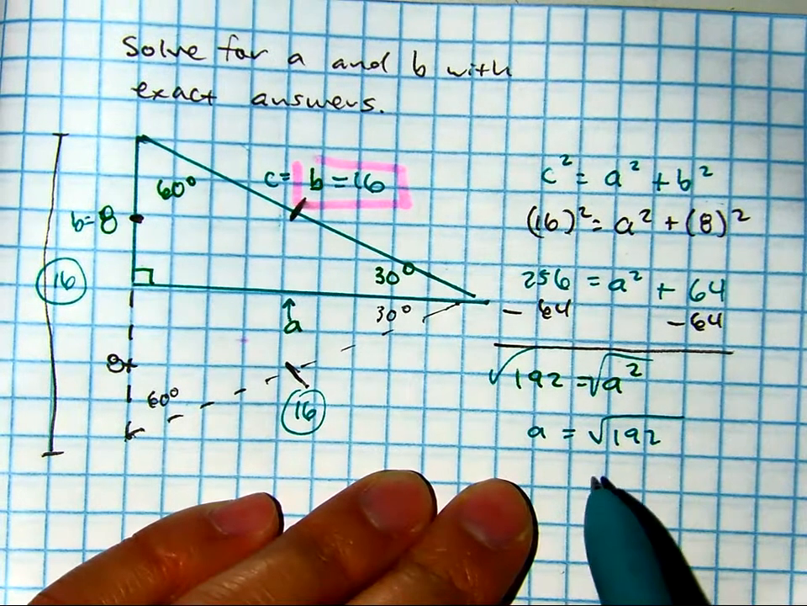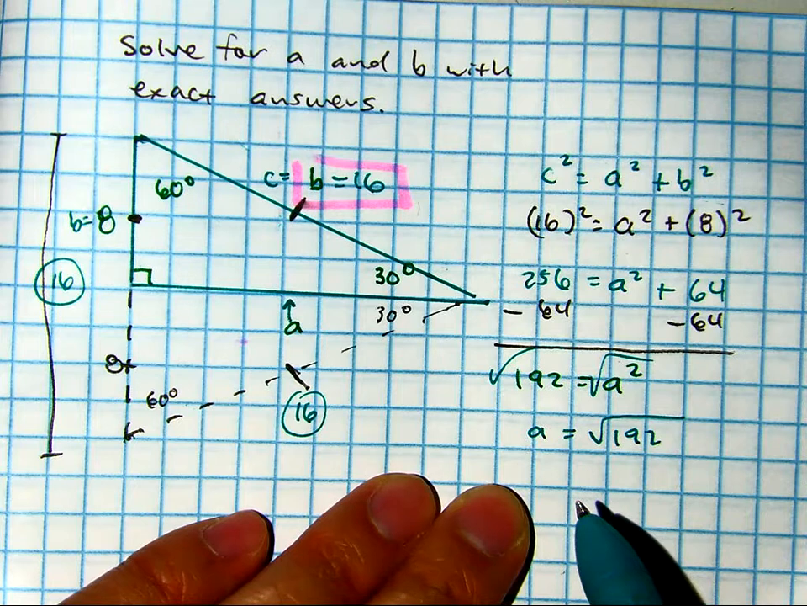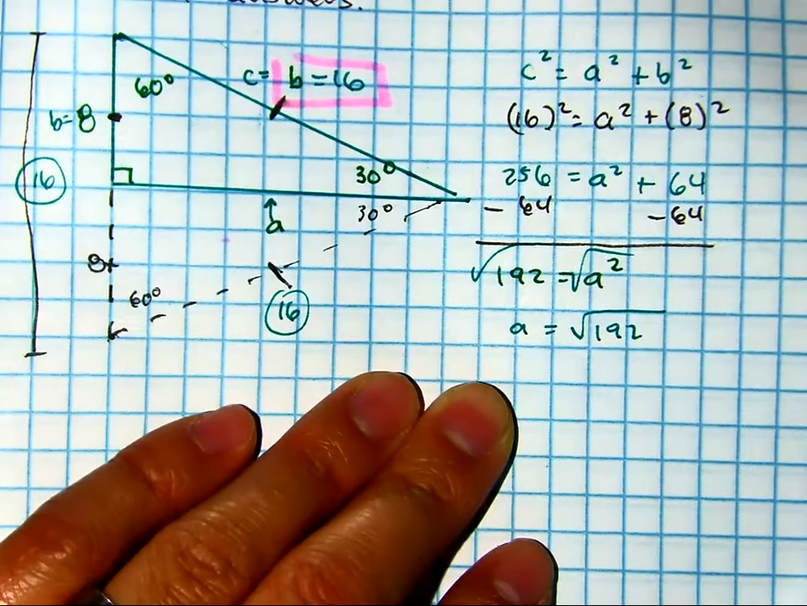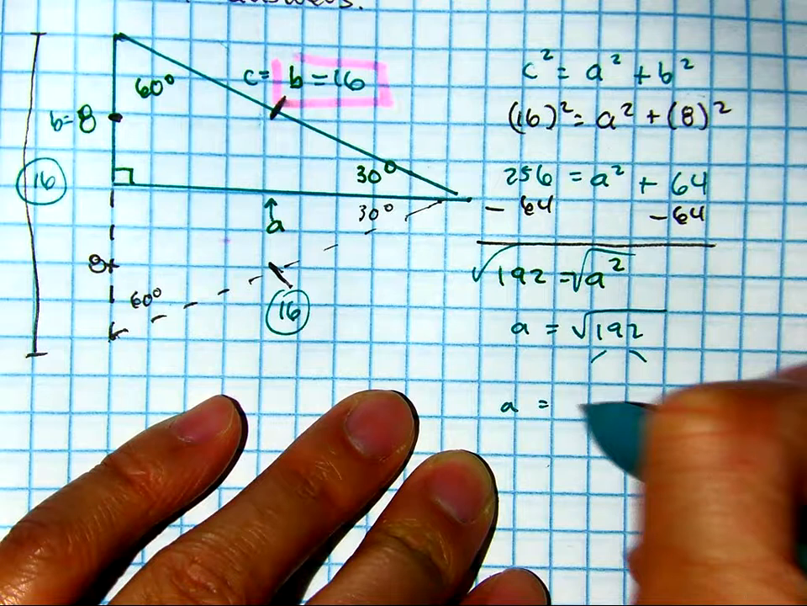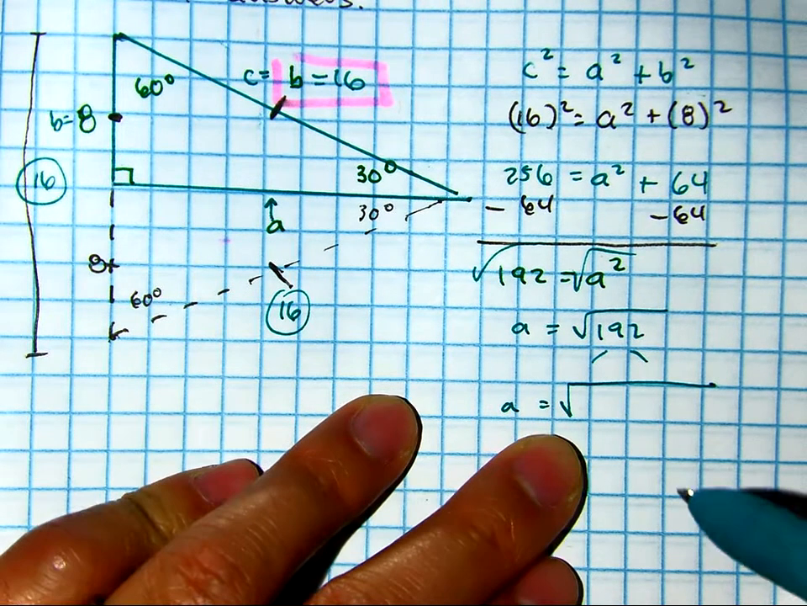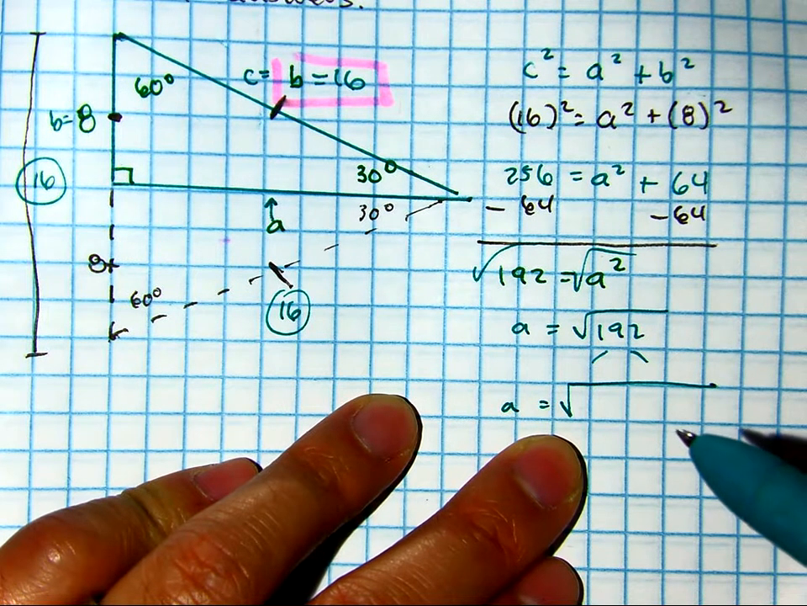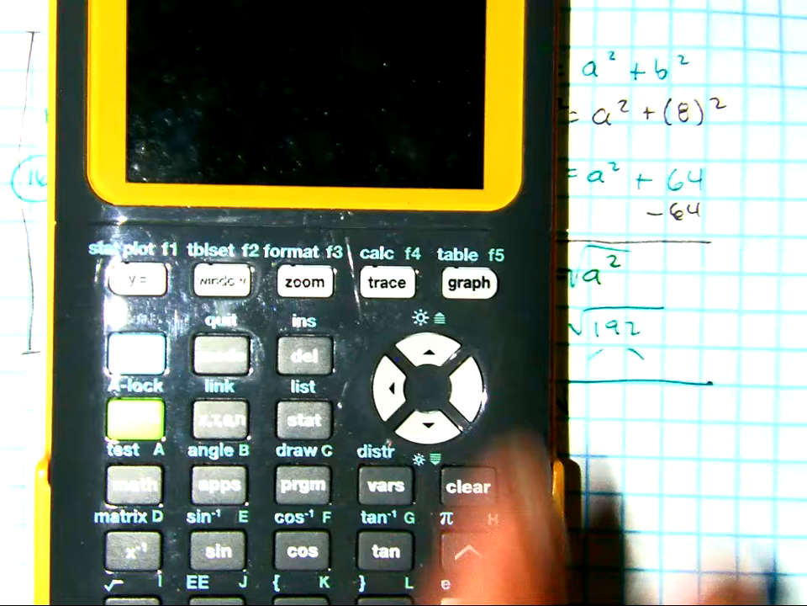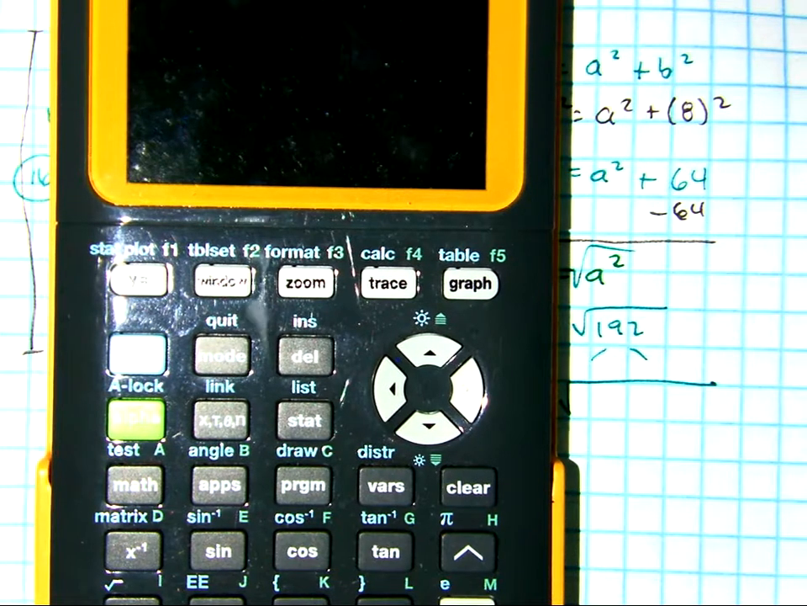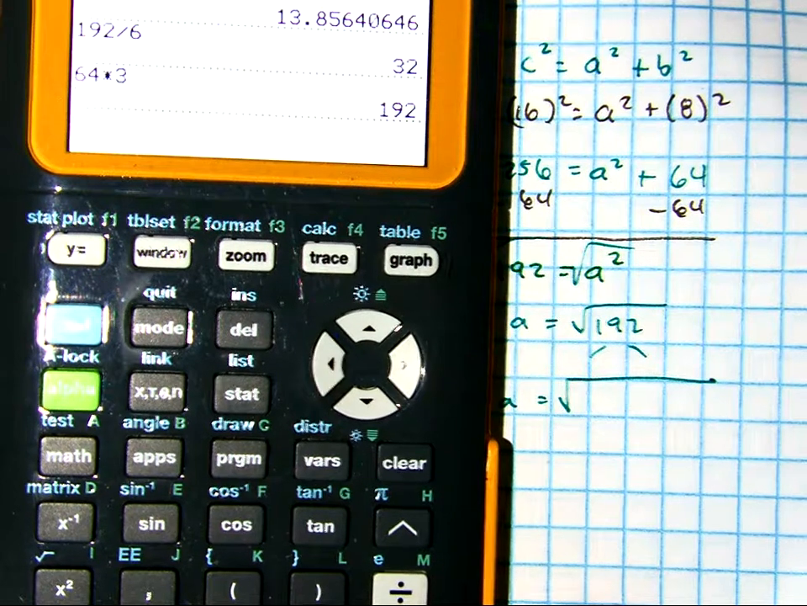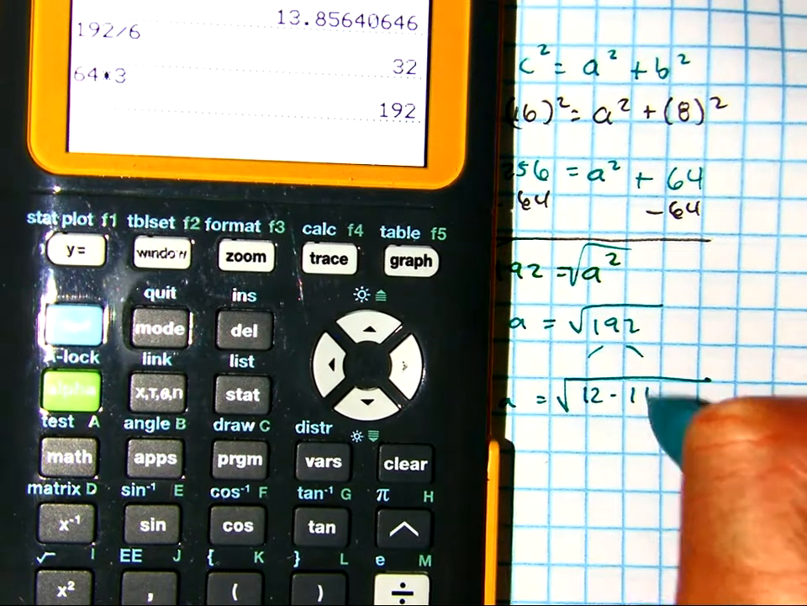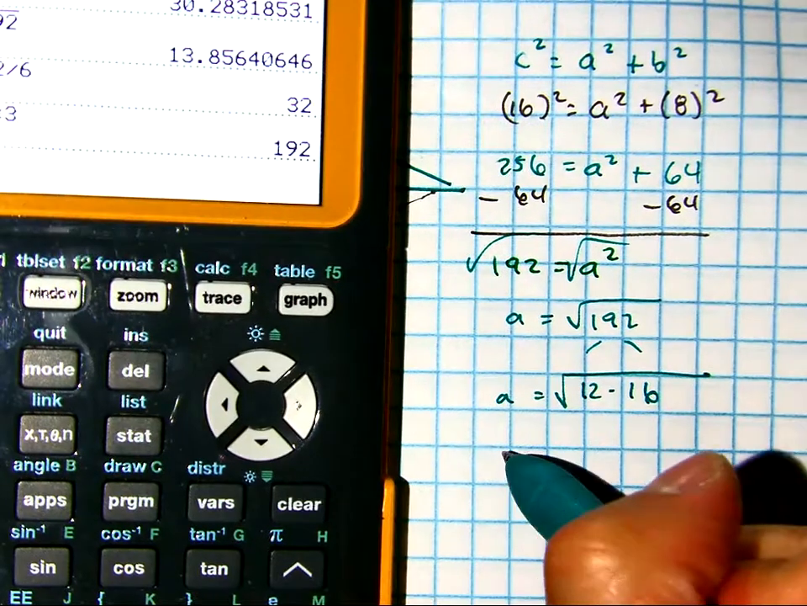What are the factors of 192? 2. Anything bigger? 4. I think something big like... Okay, 12 and 16? Okay, we're doing pretty good. So the factors of 12 are what?